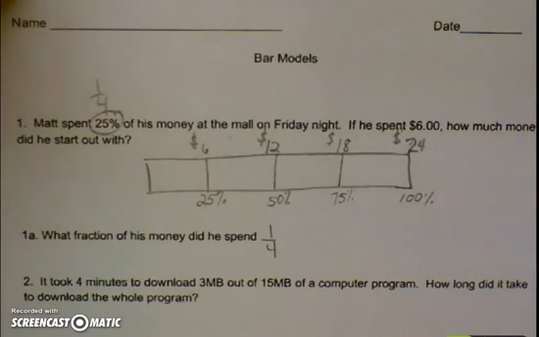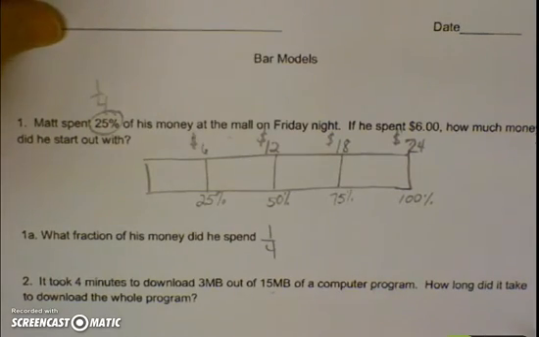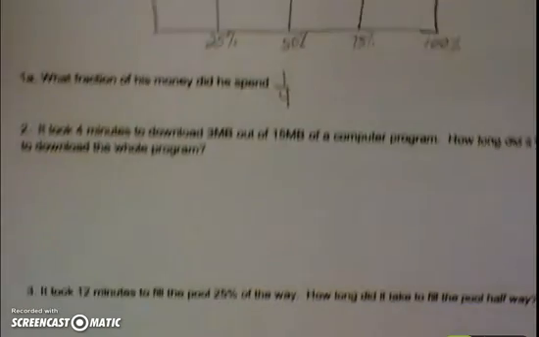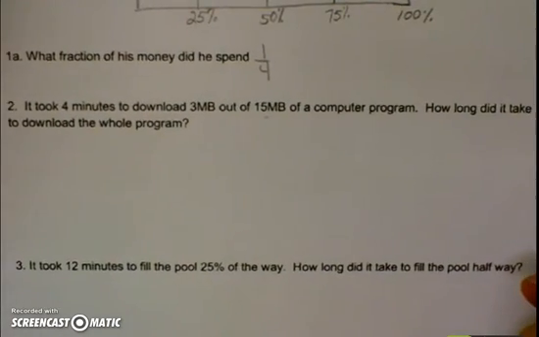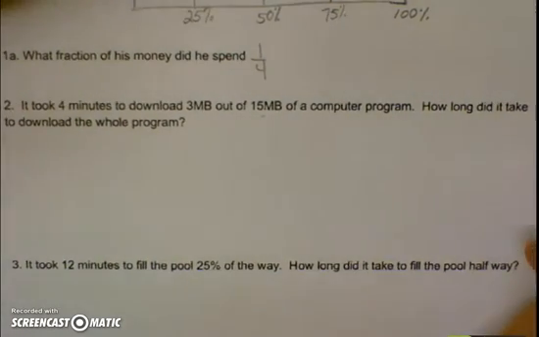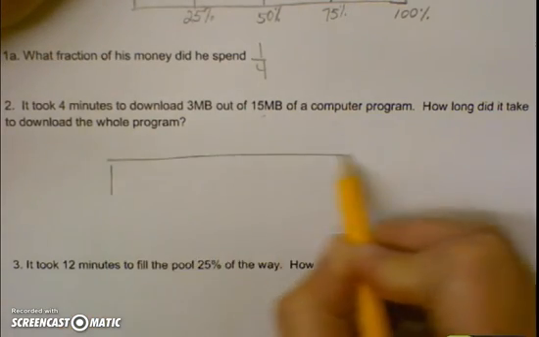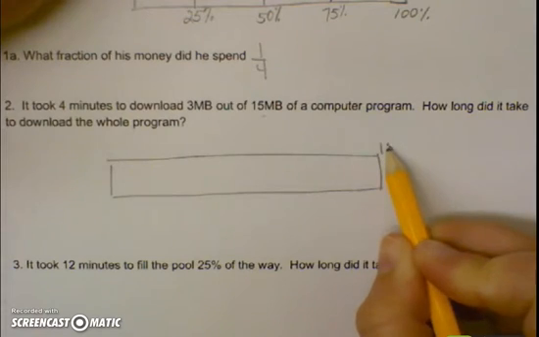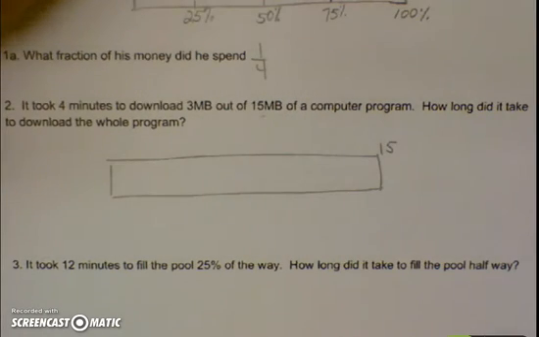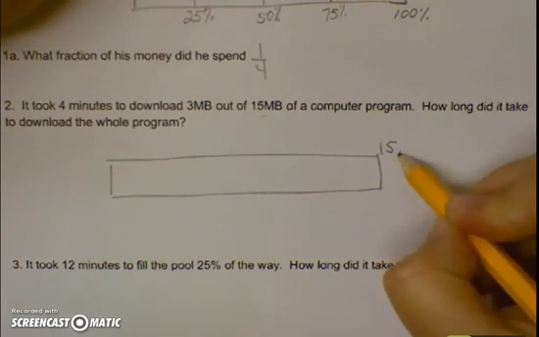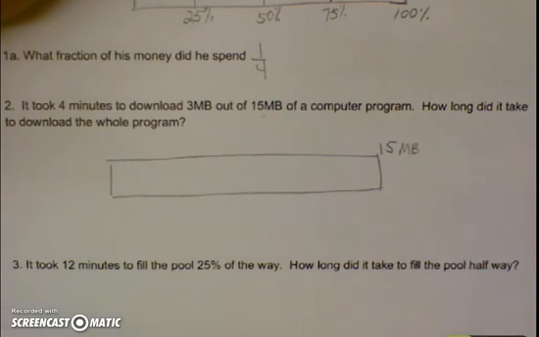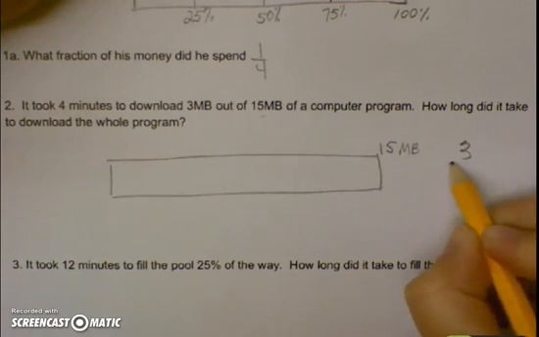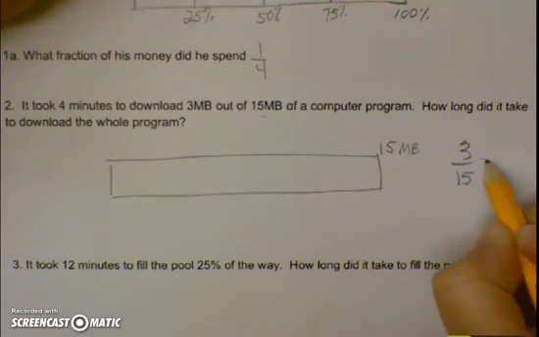It took 4 minutes to download 3 out of 15 megabytes of a computer program. How long did it take to download the whole program? Again, we have a part-to-whole relationship. We have 3 out of 15. I'm going to represent that with a bar. We know the whole bar is going to be 15. Somewhere in there, we have to put the 3 megabytes. 3 out of 15 is our hint for how many equal parts we can make.